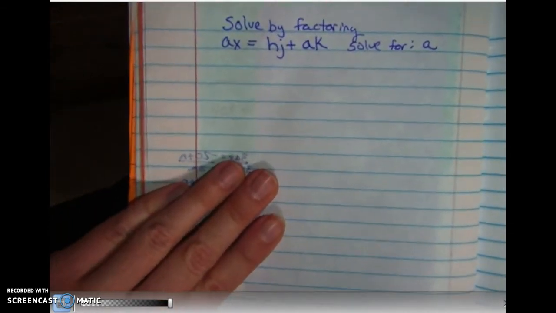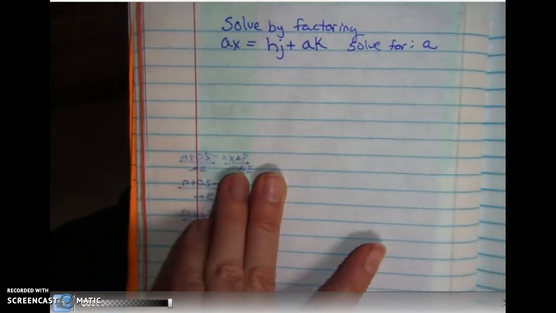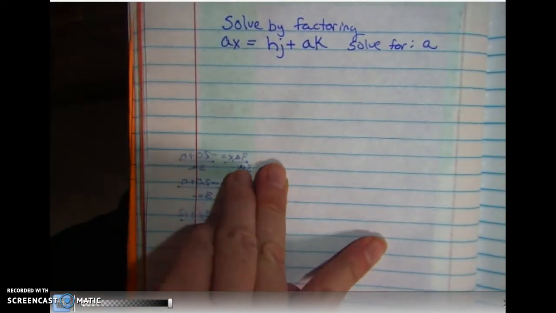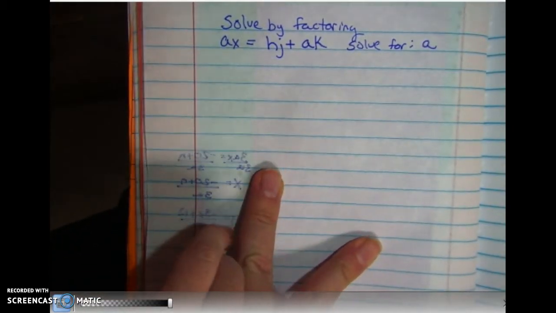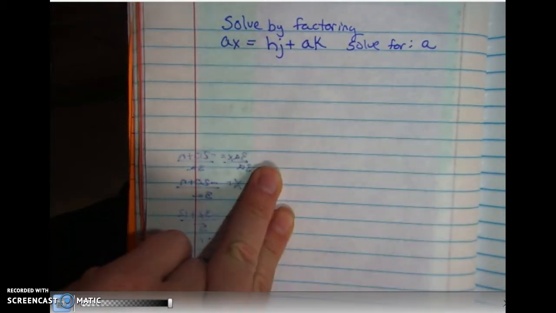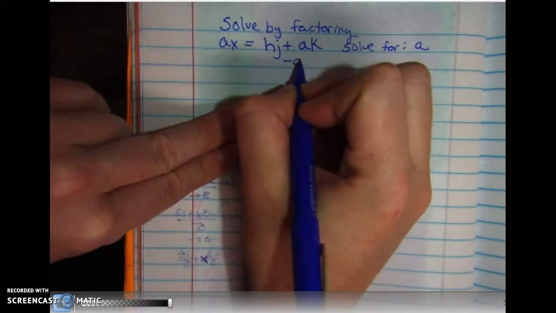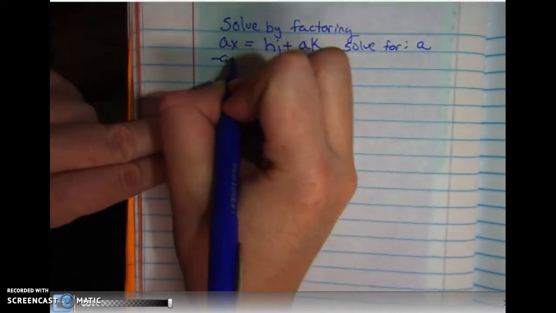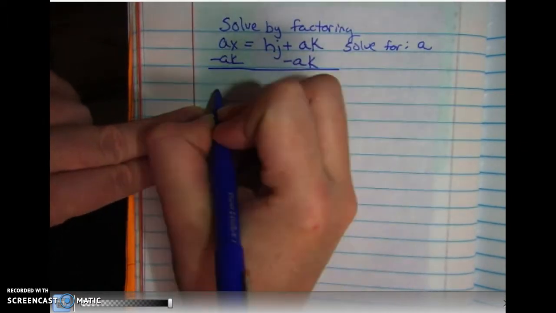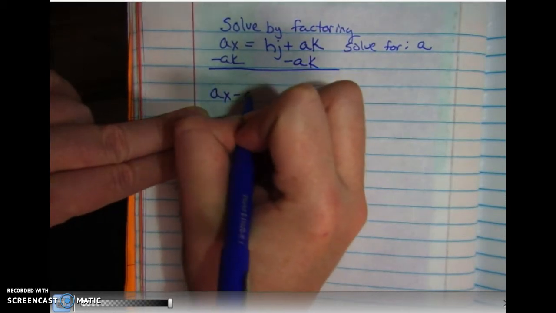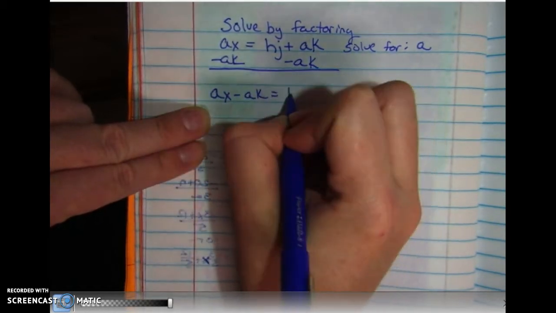Okay, so do you guys notice how A is hooked up to two different letters right now? So you know you're going to have to solve by factoring when your variable is hooked up to two different letters. So the first thing is I want to get my A, my same variable, to be on the same side. So I have AX minus AK equals HJ.